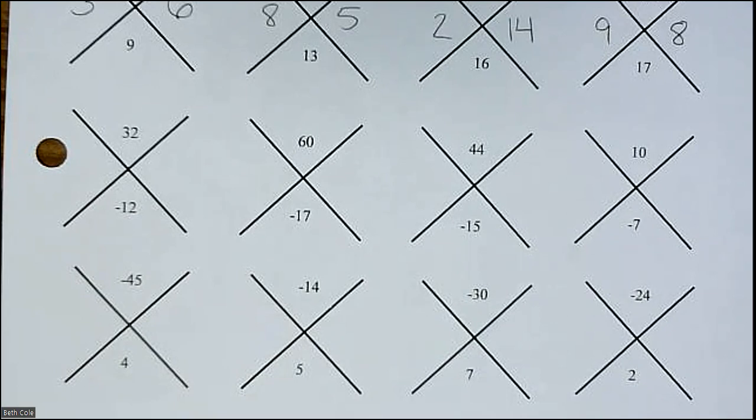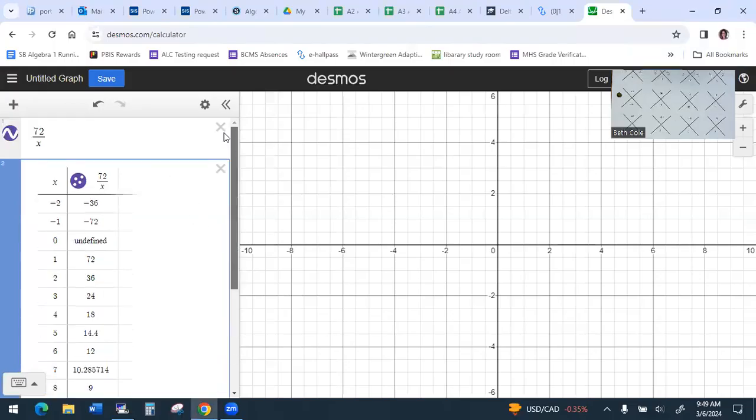Well, 6 won't go into 32. Do you want me to make the table? No. You want to try and do it without the table? You need numbers that multiply to be 32. Oh, well, 4 is one of them. Here, let me make the table for you guys.